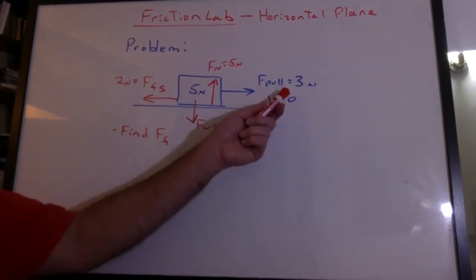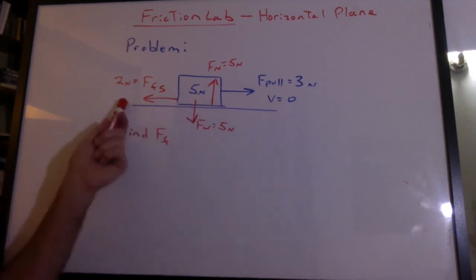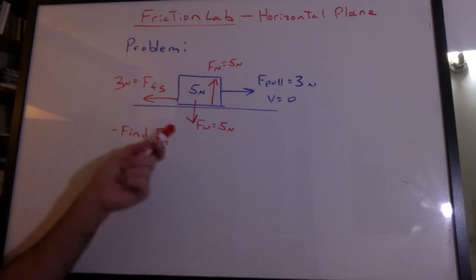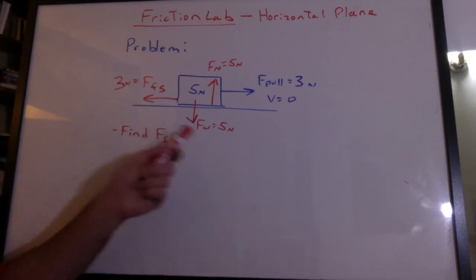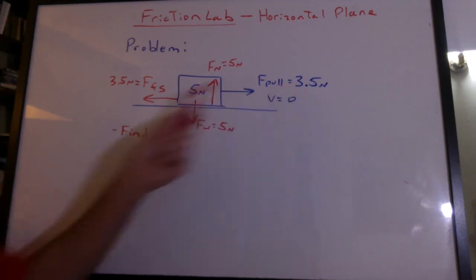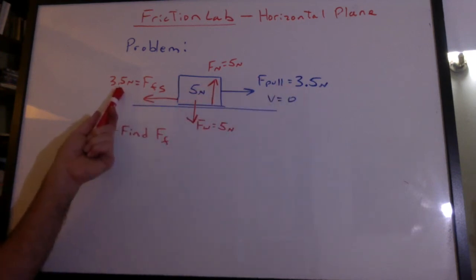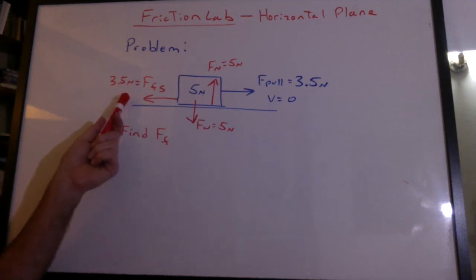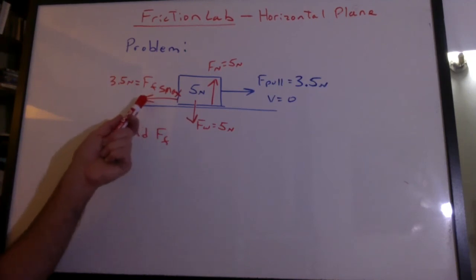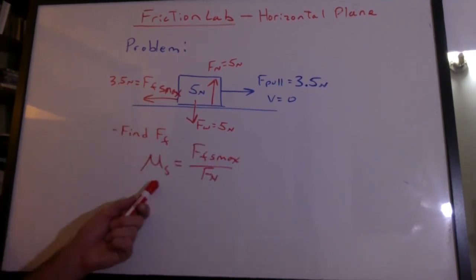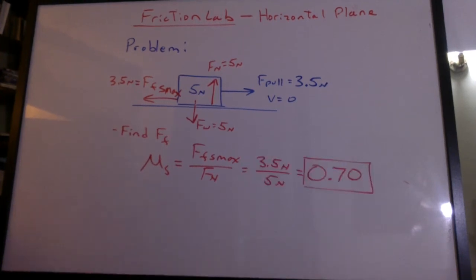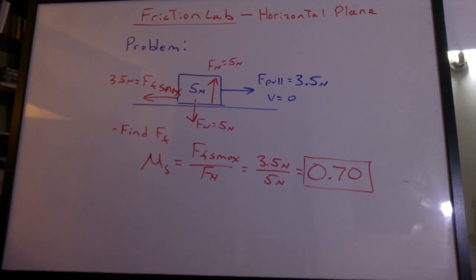So I pull harder. The block doesn't move yet. My force of friction goes up to 3 newtons. I still haven't moved yet, so I need to pull a little harder. Just as I get to 3.5 newtons, my friction has increased to 3.5 newtons, but suddenly it gives way and the block jumps forward. That's when I know I've reached the maximum. Now I can calculate the coefficient of static friction. I get 0.7, no units.